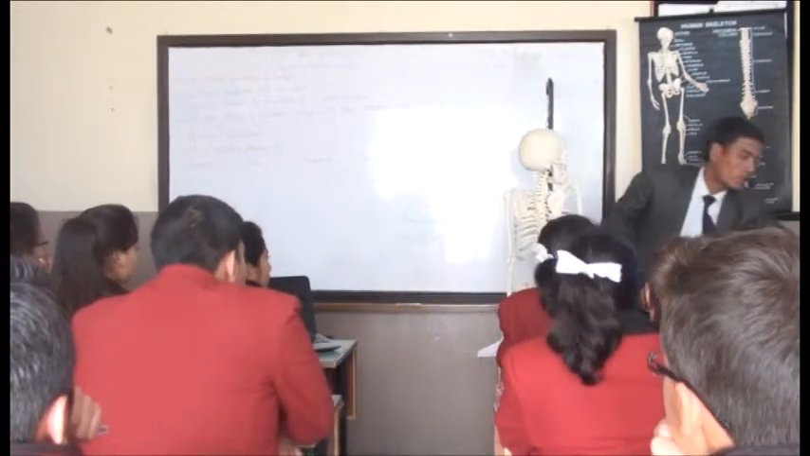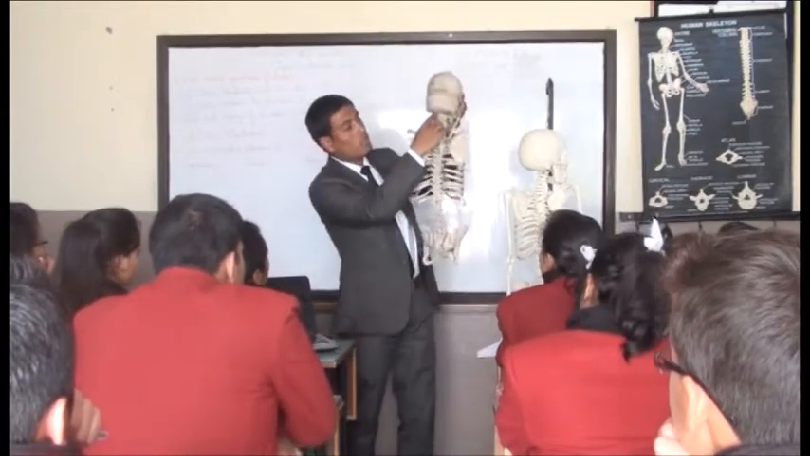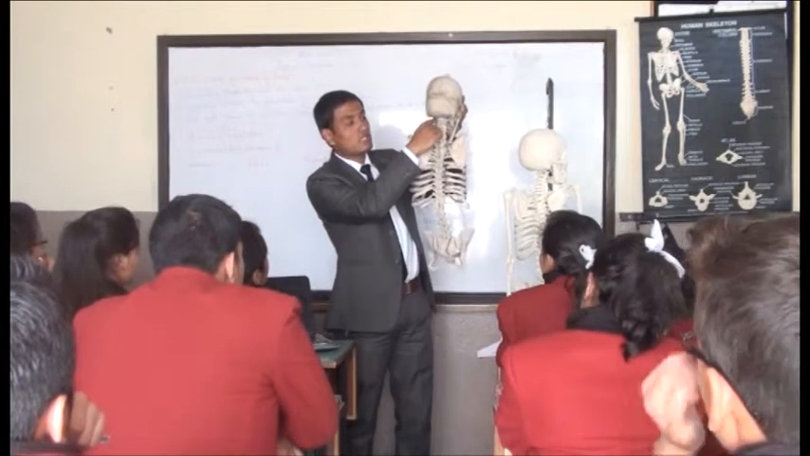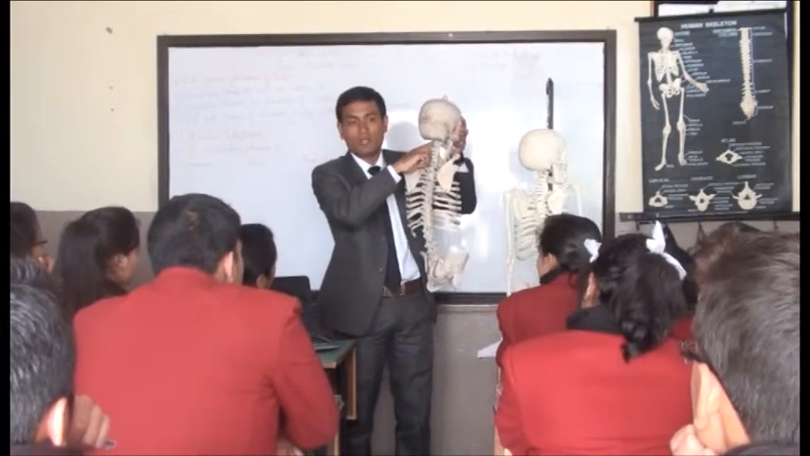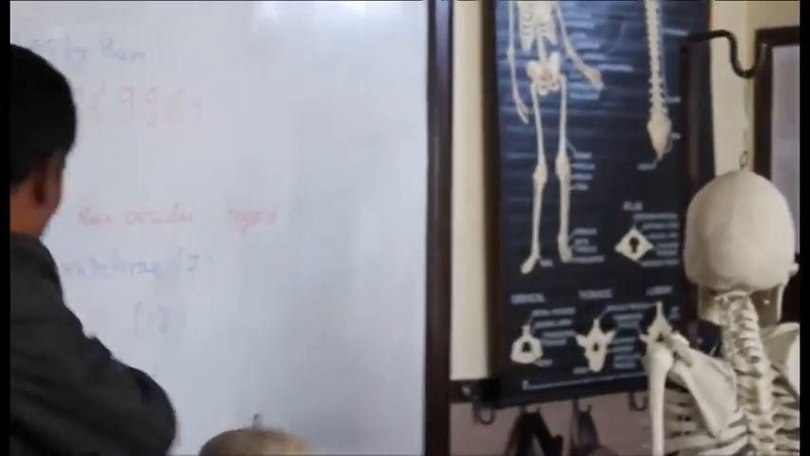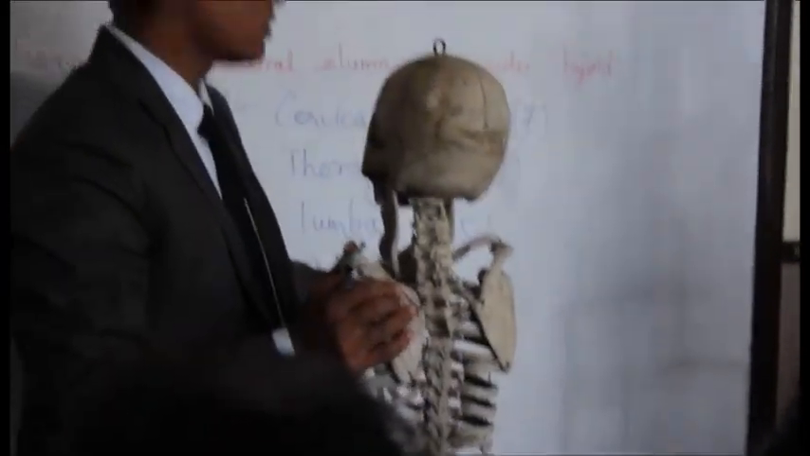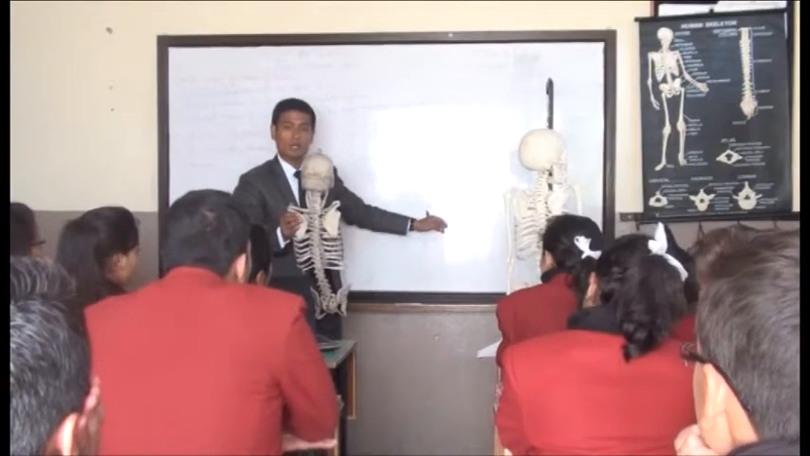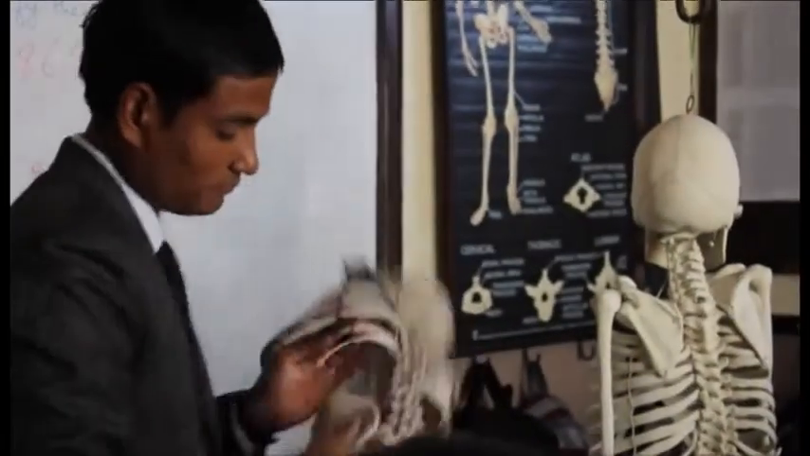Now let's go to cervical vertebrae again. If you check from here, this vertebral column, the ring-like structures, 1, 2, 3, 4, 5, 6, 7. These 7 bones are cervical vertebrae. Go down, remaining 12 are thoracic vertebrae. Just go below, next 5 bones are lumbar vertebrae. Now what remains? Sacrum and coccyx.